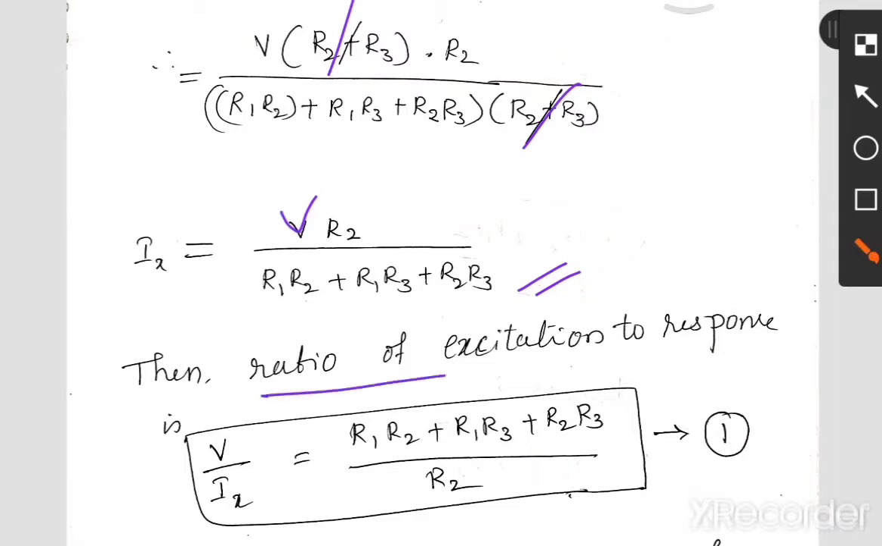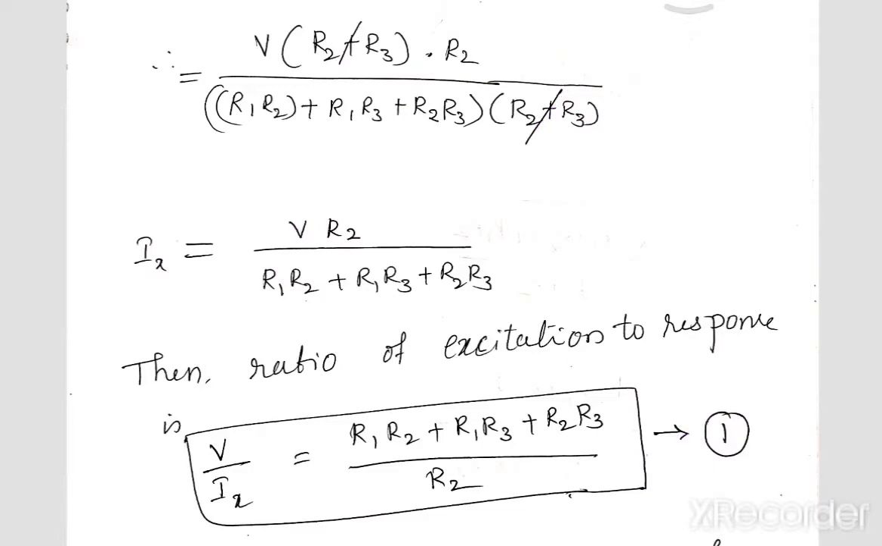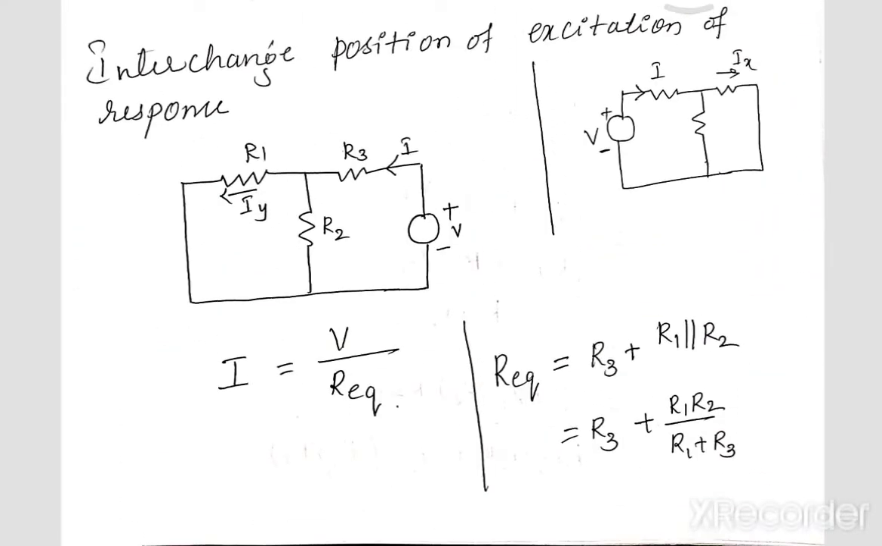Now let's take the ratio of excitation to the response, that is V by Ix. Ratio is nothing but V by Ix. So this goes up and this comes down, that is (R1 R2 plus R1 R3 plus R2 R3) divided by R2. Let's call this equation number 1. Okay, now let's interchange the positions of the excitation and the response.